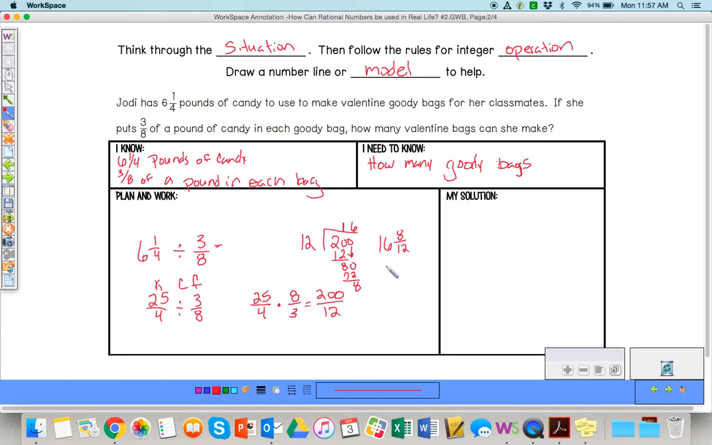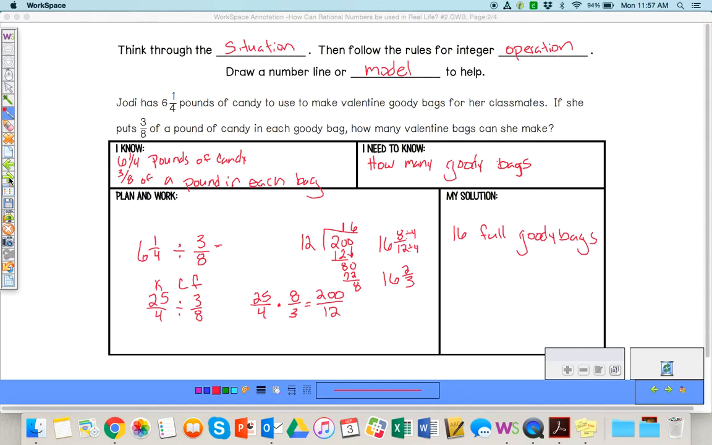Okay, that can be simplified even more. Both of these numbers are divisible by 4. So that is 16 2/3. Okay, so this didn't come out equally, obviously. So our solution is there will be 16 full goodie bags. Okay, there will be a 17th goodie bag, but it's not going to be completely full. It's only going to be 2/3 of the way full.